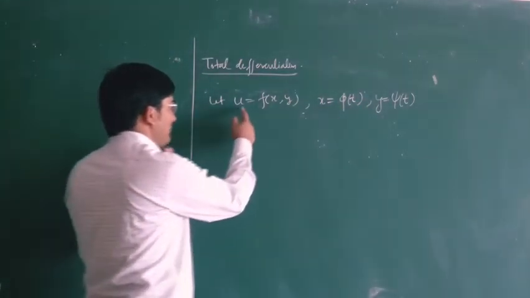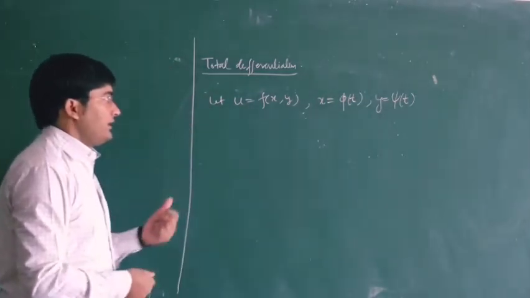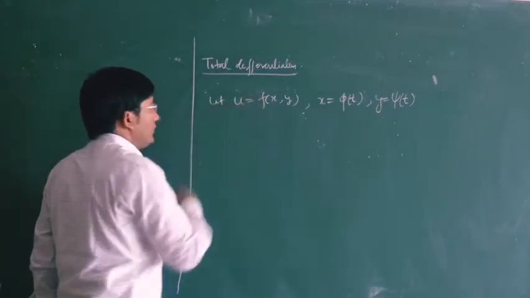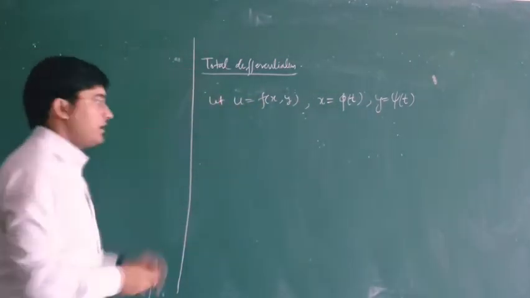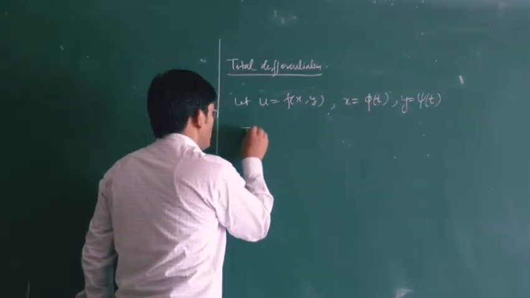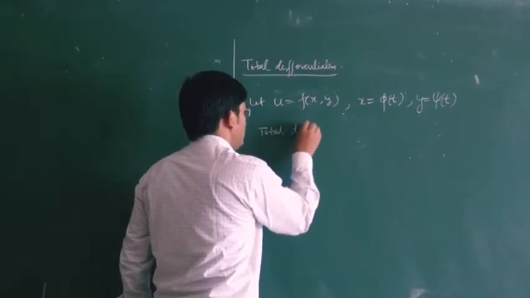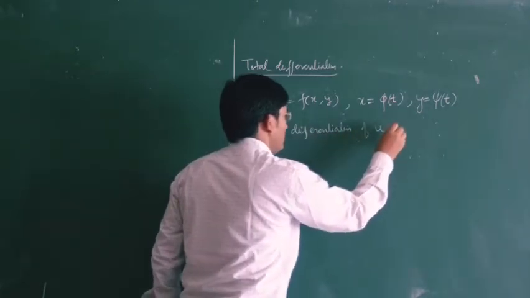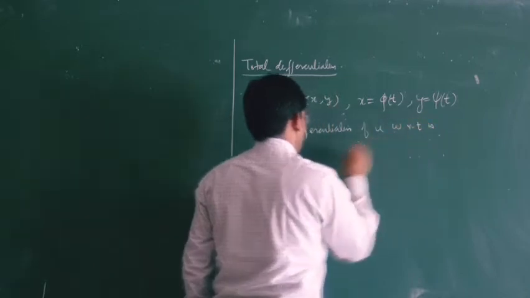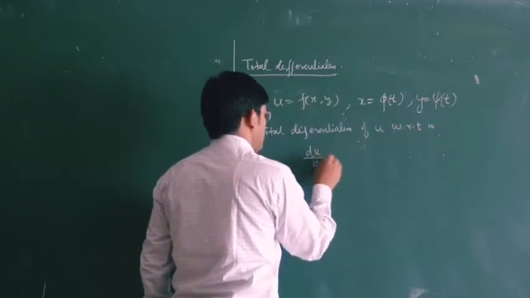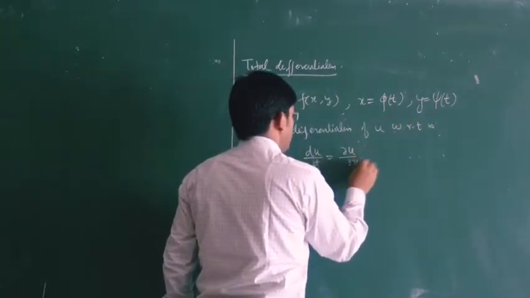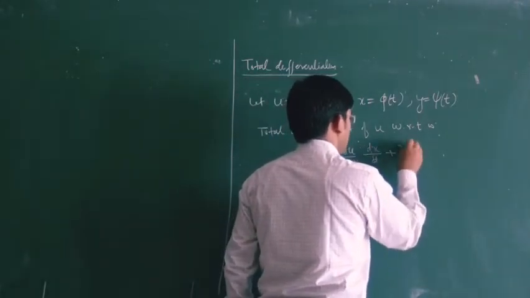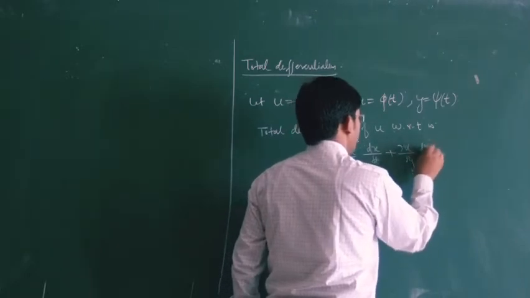So that means we can have the value of du upon dt. And another way is to get the total differentiation of u with the help of this partial differentiation. So the total differentiation of u with respect to t is du upon dt is equal to del u upon del x into dx upon dt. Then we have del u upon del y and then dy upon dt.